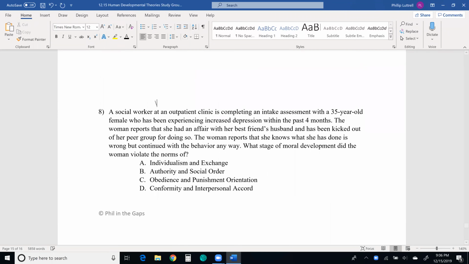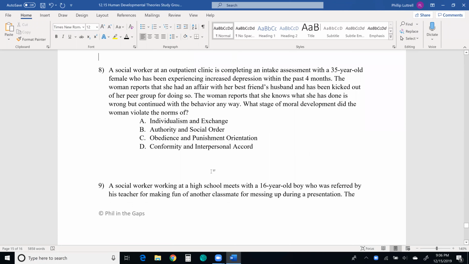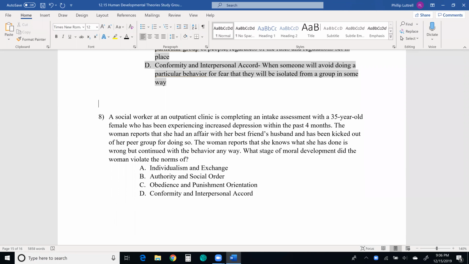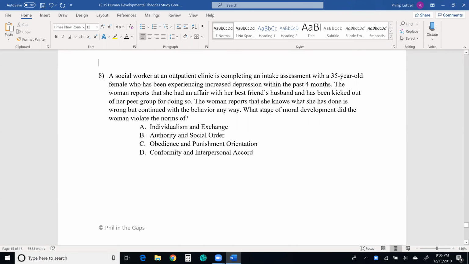Question 8. A social worker at an outpatient clinic is completing an intake assessment with a 35-year-old woman who has been experiencing increased amounts of depression within the past 4 months. The woman reports that she had an affair with her best friend's husband and has been kicked out of her peer groups for doing so. The woman reports that she knows what she has done is wrong, but continued with the behavior anyway. What stage of moral development did the woman violate the norms of? A, individualism and exchange, B, authority and social order, C, obedience and punishment orientation, D, conformity and interpersonal accord? When you have your answer, type the word happy into the chat.